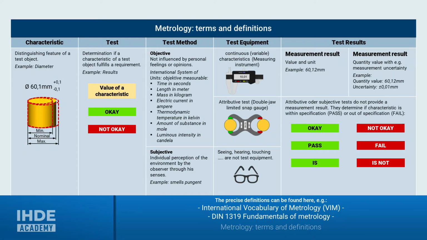Here is an overview of the test results already mentioned. The result of a measurement is a measured value, for example, 60.12 mm. A measurement is only an approximation of the true value and should include a value for the measurement uncertainty. With the value of the measurement uncertainty, an interval can be calculated within which the true value of the measured variable is expected. More on this in the following lesson.